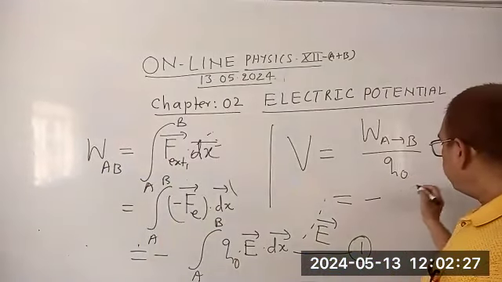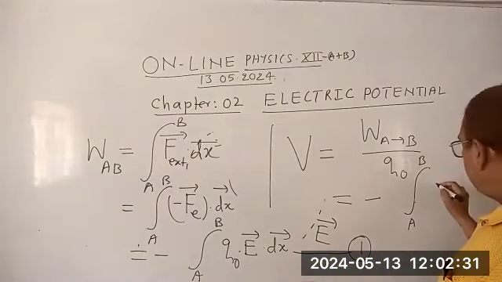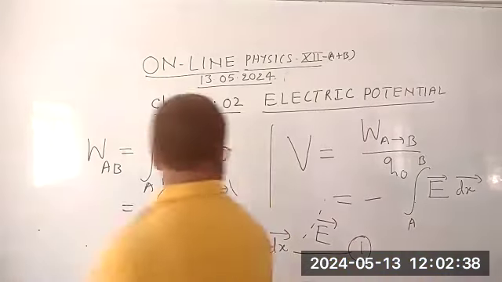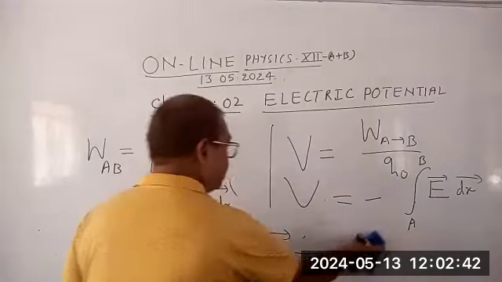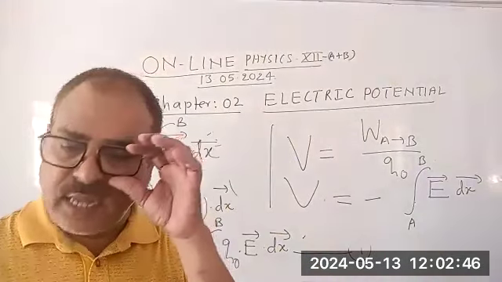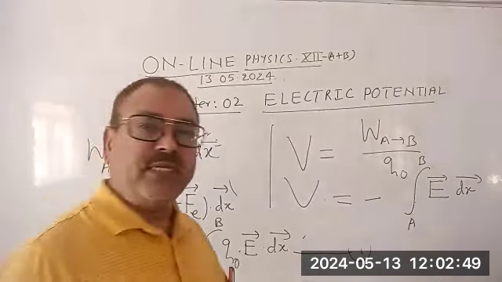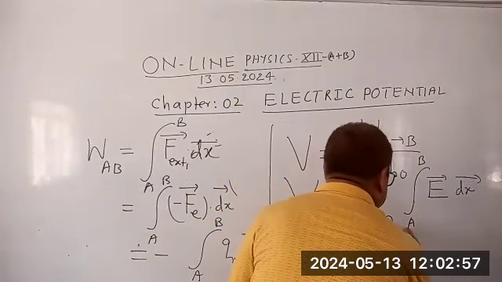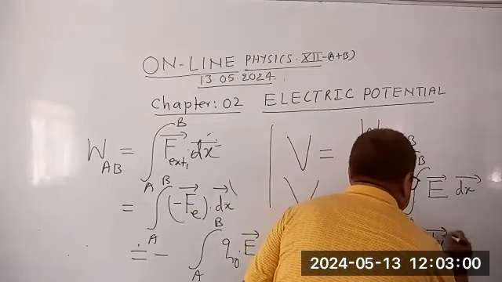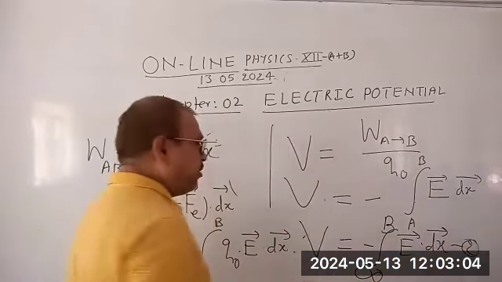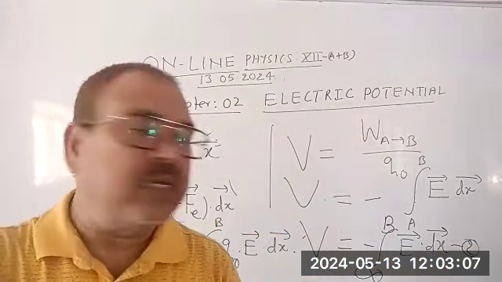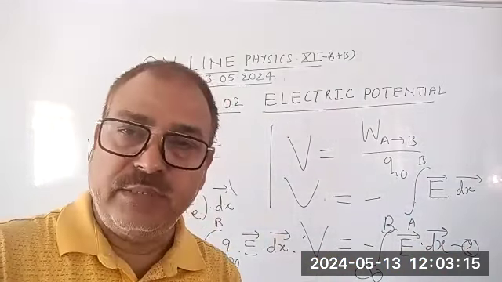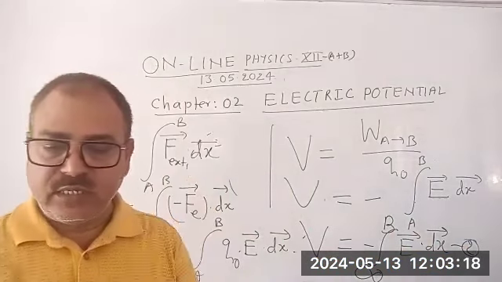When you are writing here, you can easily write from A to B the field times the displacement. So, how would I write potential? Potential is the negative of the integration of electric field over the element dx. If you keep A at infinity, you can decide the value of the potential, minus integration of E dx. So potential at a point is the negative of the integration of the electric field over the displacement dx in bringing it from infinity to the point P. This is the meaning of electric potential.